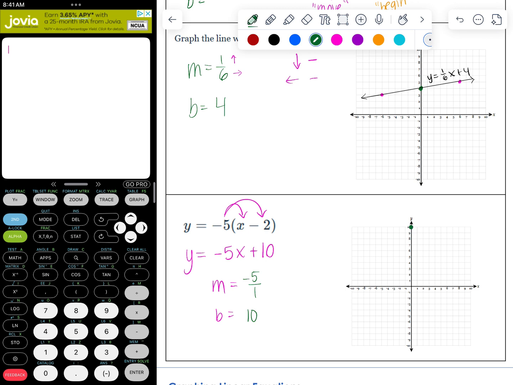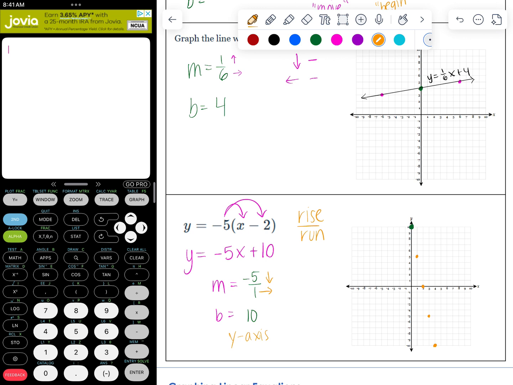So that means I'm going to begin my graph on the y-axis at 10. And then I'm going to continue and follow my pattern for the move, for my slope. Since it's a negative, that means I'm going down. Remember, it's rise over run. So if it's a negative, that means I'm going down, and then the positive 1 means I'm going to the right. So I want to go down 5 to the right 1, down 5 to the right 1, down 5 to the right 1, down 5 to the right 1.